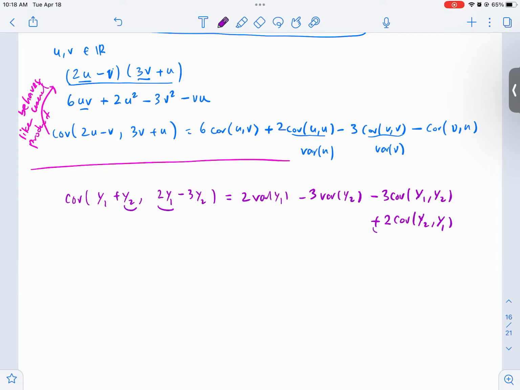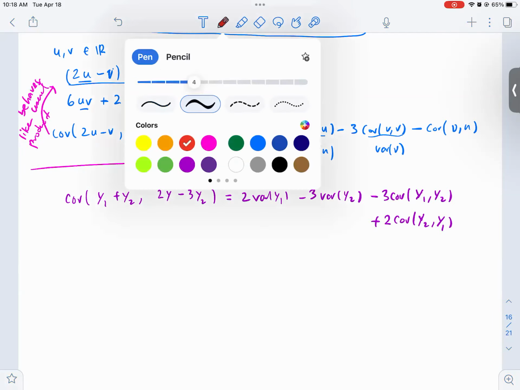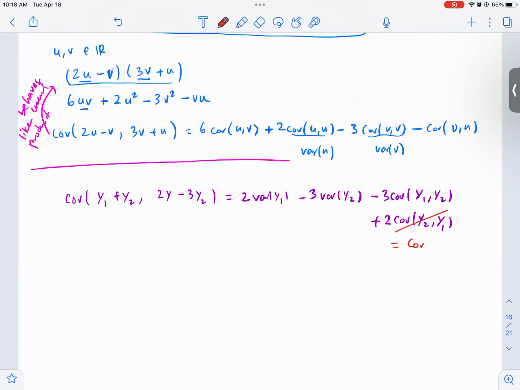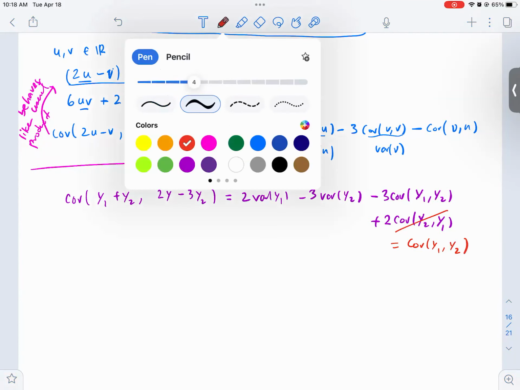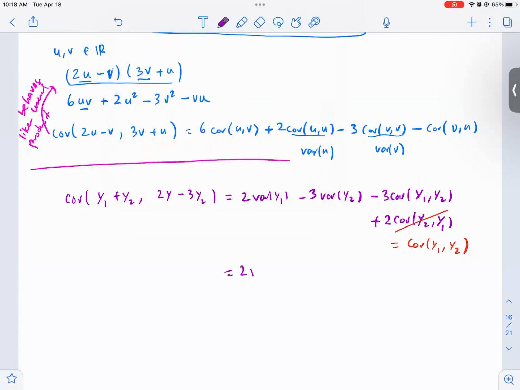They're the same because of the symmetry, right? So this would be equal to covariance of y1, y2. So I can now combine. I get, for example, 2 variance of y1 minus 3 variance of y2, right? Minus covariance of y1, y2. Is that correct?